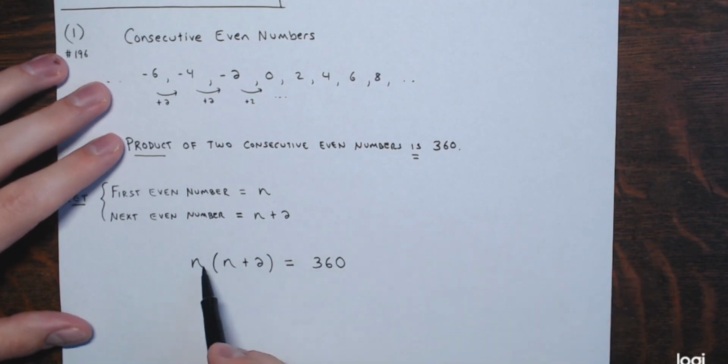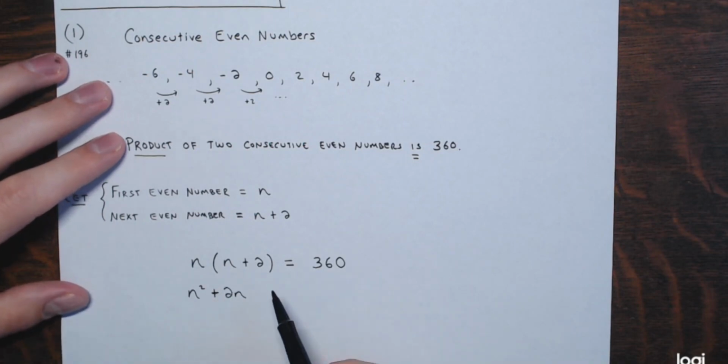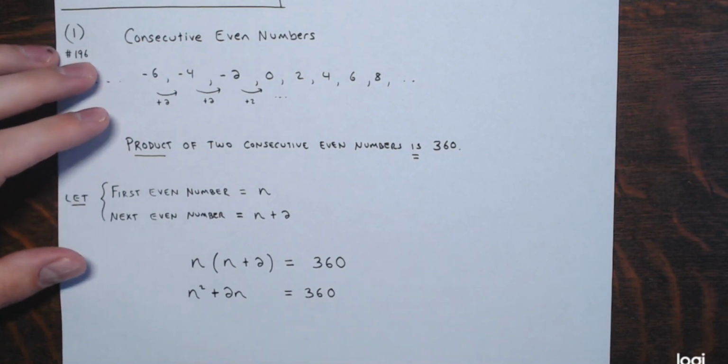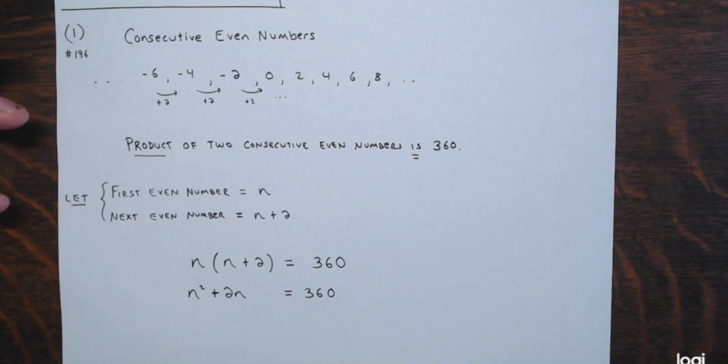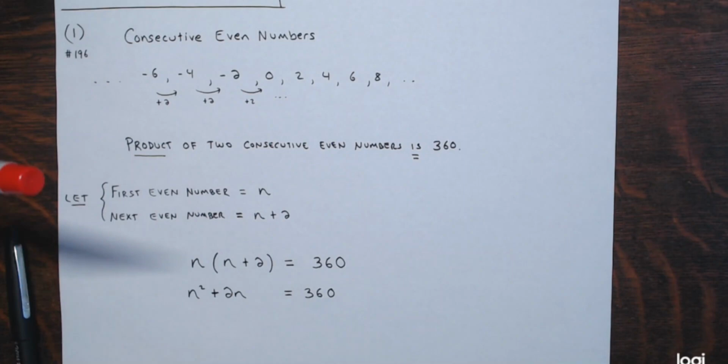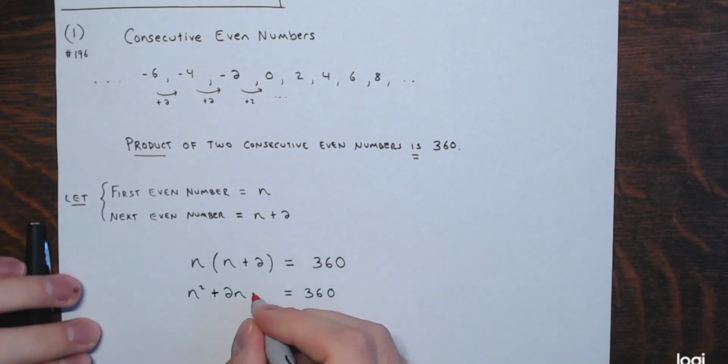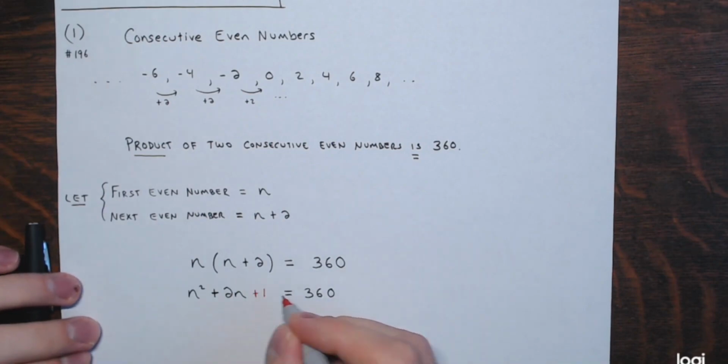Okay, so let's get this in a certain form. Distribute the n here. We have n squared plus 2n, and then equals 360. Now you can solve this in several ways. We could subtract 360 and then use the quadratic formula. Or I can complete the square. I can solve this by completing the square. I would have to just add 1 to both sides.